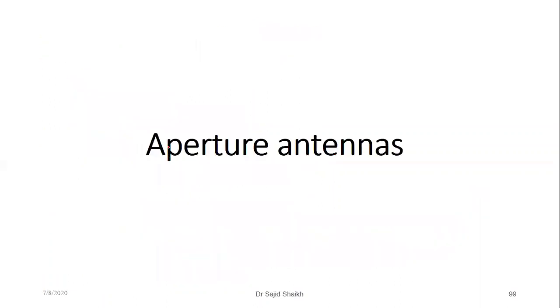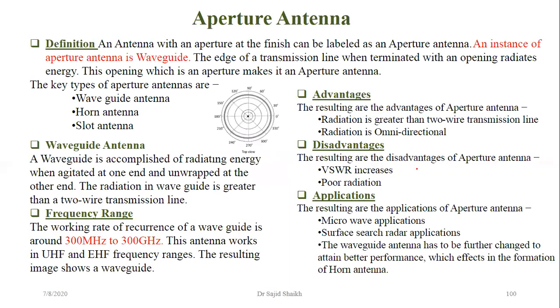Now next, when we talk about the aperture antenna. So aperture antennas are nothing but, if we see the definition, these aperture antennas have some waveguide. Okay, so before going to understand this aperture antenna, first we have to understand what we mean by waveguide.